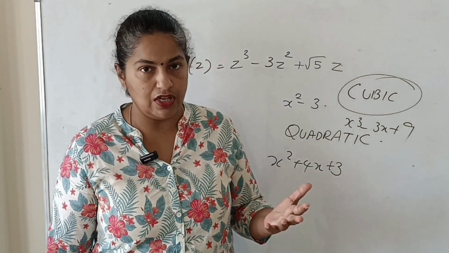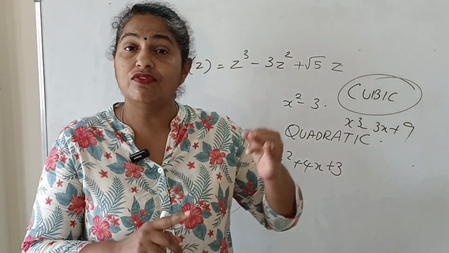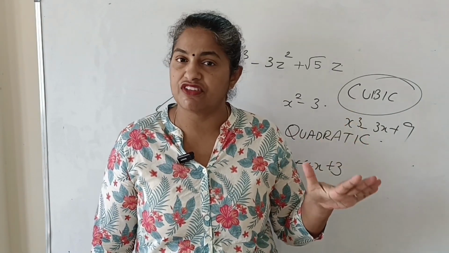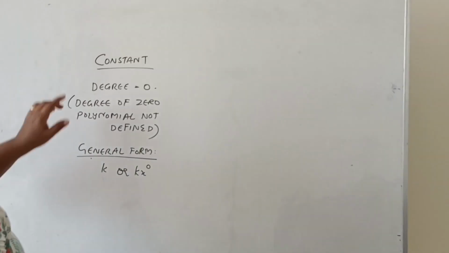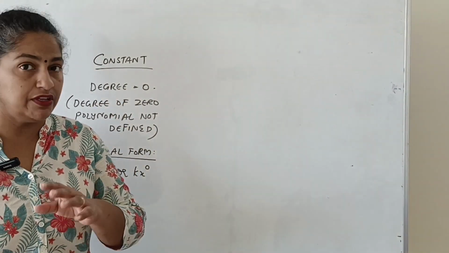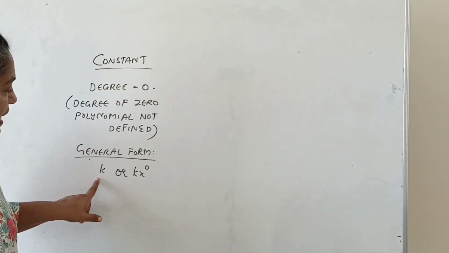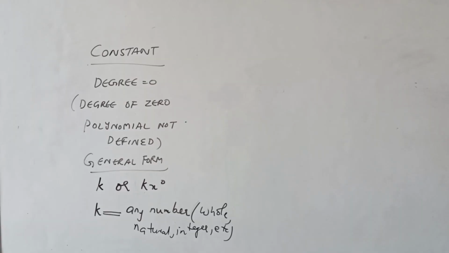You don't go beyond that particular power. So you have constant polynomial, linear polynomial, quadratic, cubic and biquadratic polynomial. Constant polynomial, the degree is 0. The degree of a 0 polynomial, as I told you, is not defined at all. Now, the general form of a constant polynomial is k or k into x raised to 0. K can be any number, whole number, natural number or integer or any number belonging to the real number system. When k is equal to 0, we end up with a 0 polynomial.